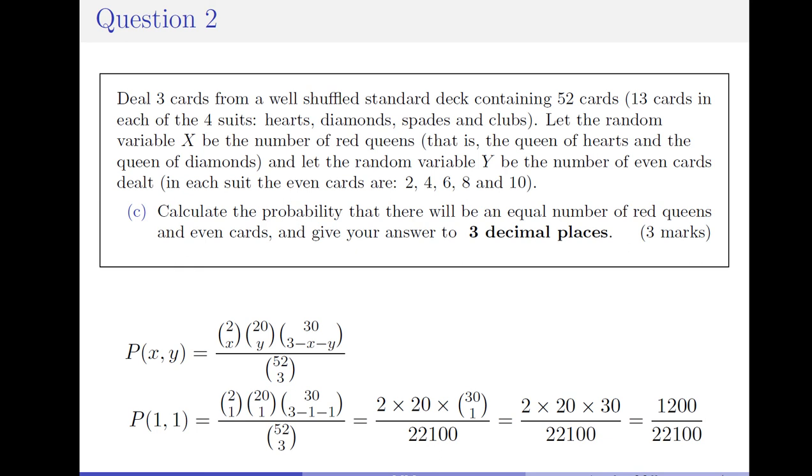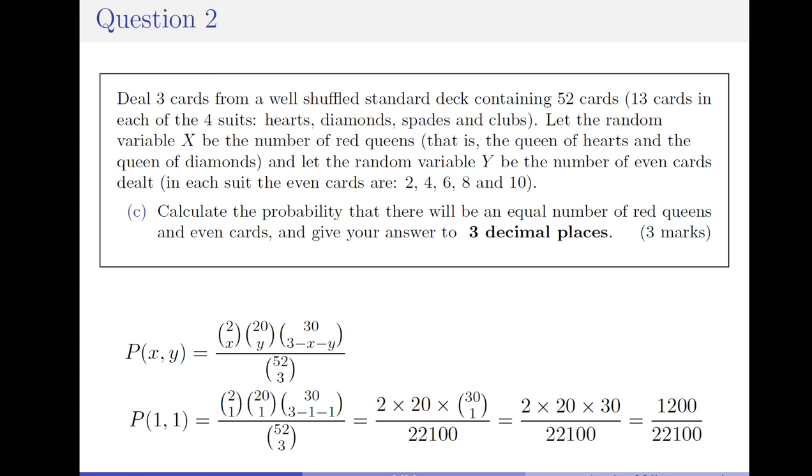Sorry, 20 choose 1 is equal to 20. 2 choose 1 is equal to 2. 3 minus 1 is equal to 2. Sorry, 3 minus 1 is equal to 2, so we have 30 choose 2, which is equal to 30. And that's all divided by 22,100. And if we tidy that up, we get 2 times 20 times 30 is equal to 1,200 divided by 22,100.